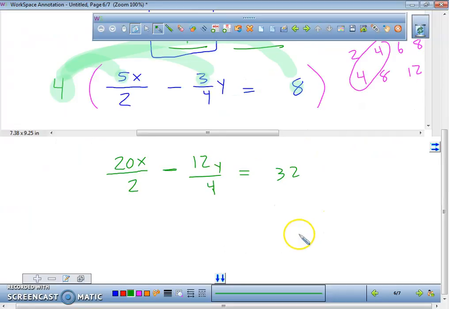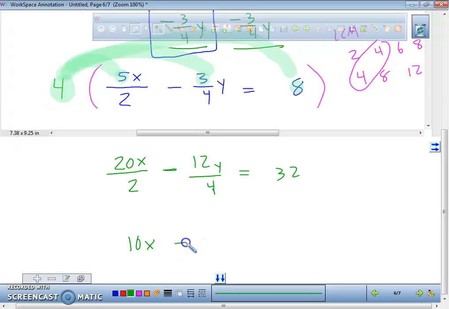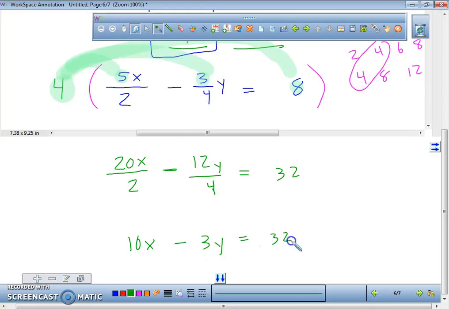Now, the reason we did this is so that we can get this simplified. What is 20 divided by 2? 10x. This is Mr. Lavick. We're going to pause the video. All right, so right now we're going to finish this up. 12 divided by 4 is going to be 3y, and that's a 32.